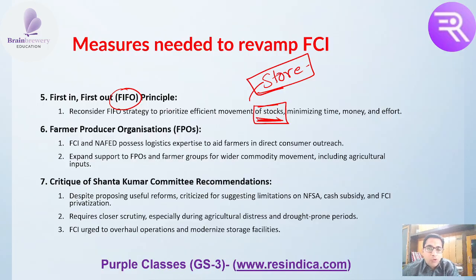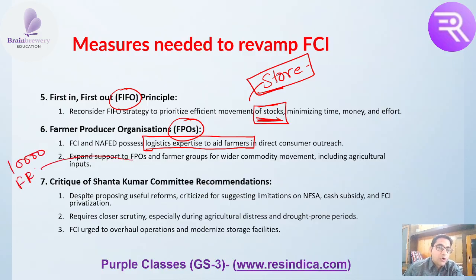Then we also have to take the help of farmer produce organizations. You know, FCI and NAFED are there. So there is logistic expertise we have to take care of in order to aid the farmers so that they can reach consumers directly. Around 10,000 farmer produce organizations are there in our country, which we can utilize for proper working of the FCI, so that commodity movement happens in a very seamless way.